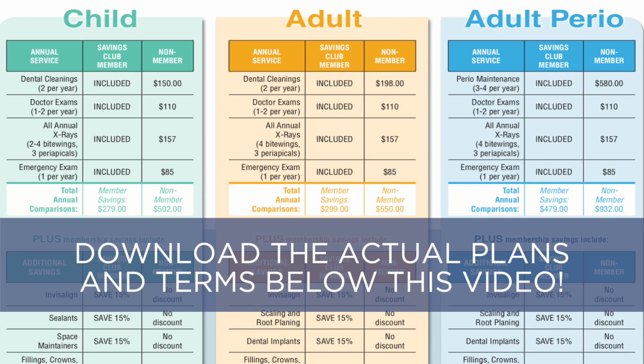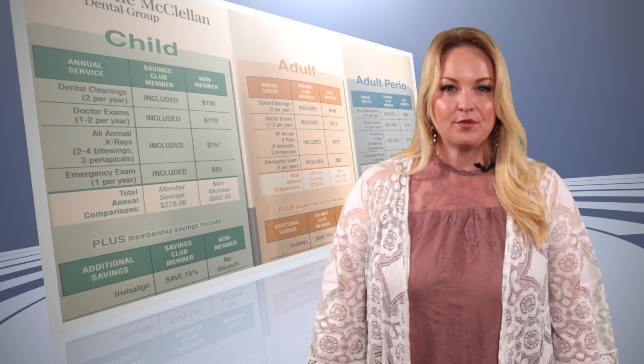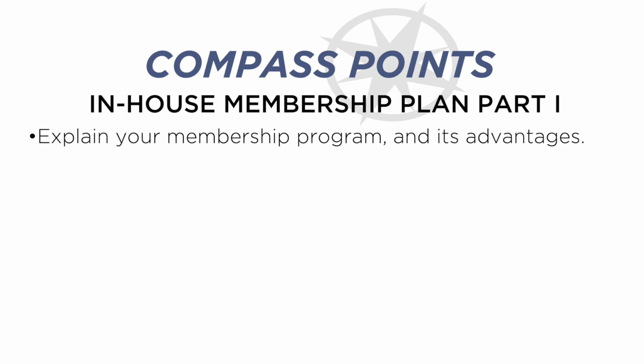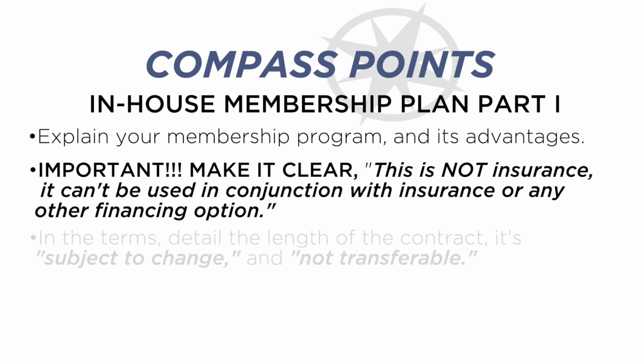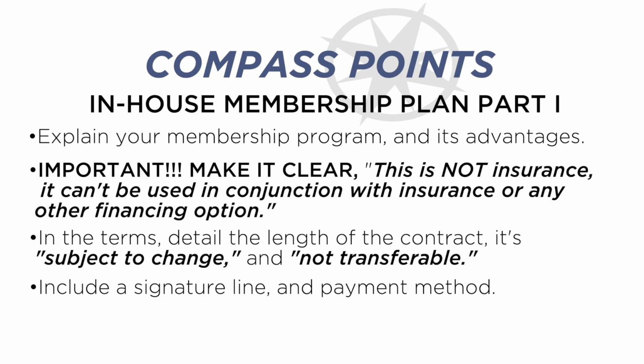The last part of building your plan is to detail the terms and conditions of the policy, which we've also provided for you below this video. You can review those when defining your own, but the key points here, you'll want to briefly explain the program and the advantages of it. It's very important to note that your club is not insurance and can't be used in conjunction with insurance or any other financing option. In our terms, we also detail the length of the contract, that it's subject to change and not transferable. Finally, a signature line and a payment method.